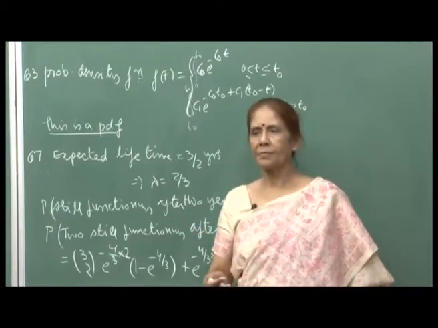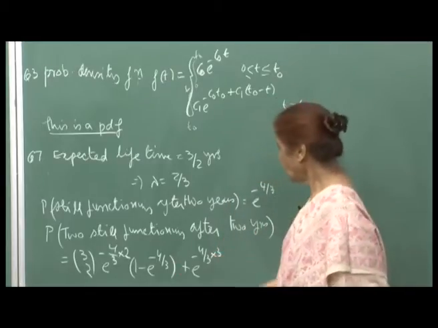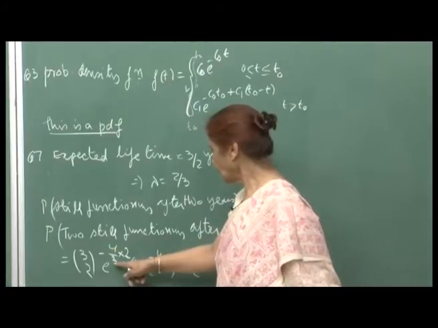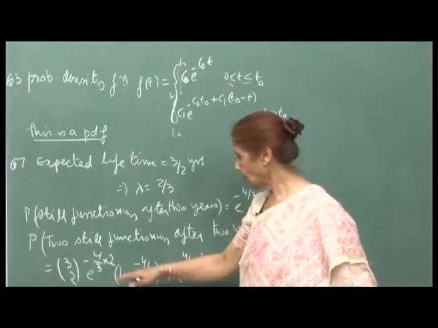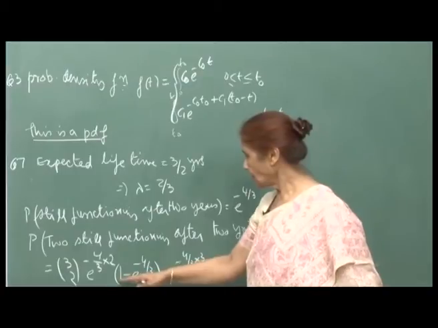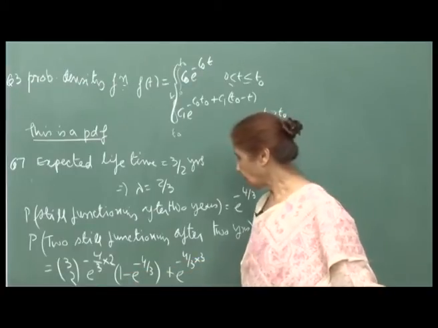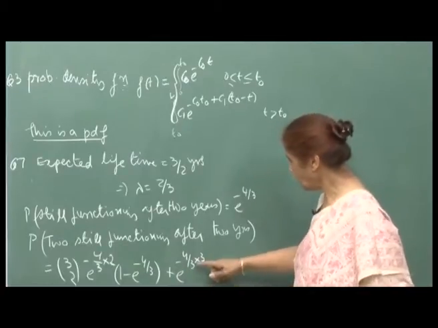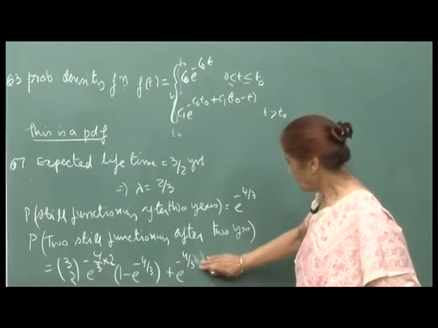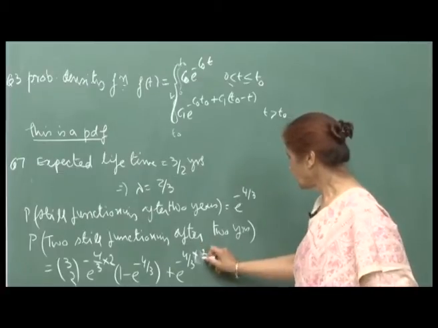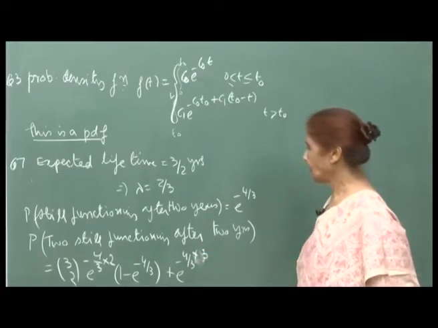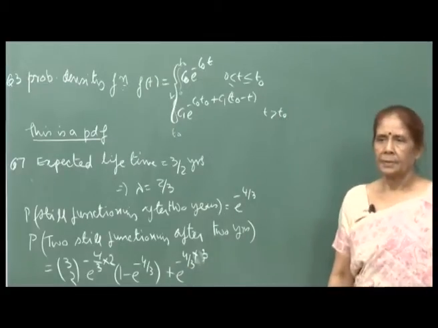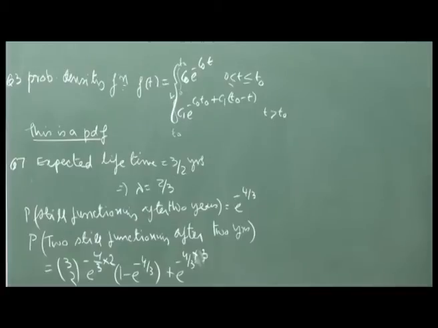That means after 2 years either 2 of them are functioning or 3 of them. When 2 of them are functioning, it will be 3 C 2 e raised to minus 4 by 3 squared, because 2 of them are functioning and one of them is not functioning. So, it will be 1 minus e raised to minus 4 by 3, and or you have all 3 of them functioning. So, it will be e raised to minus 4 by 3 into 3. Actually this will be e raised to minus 12 by 3. This will be the required probability.